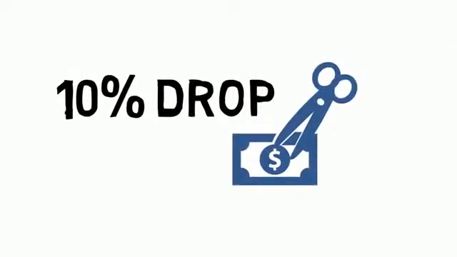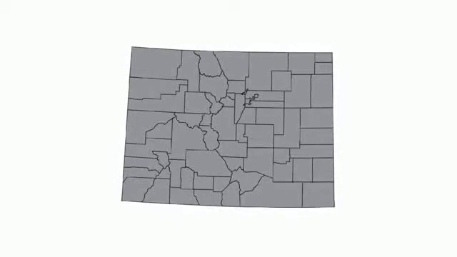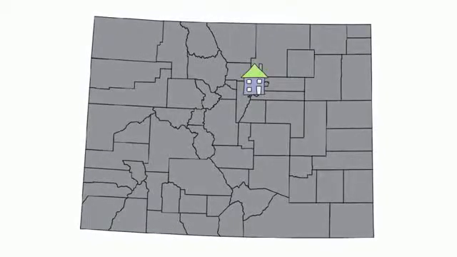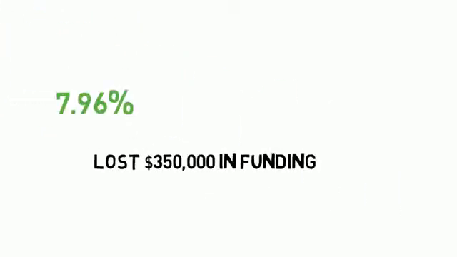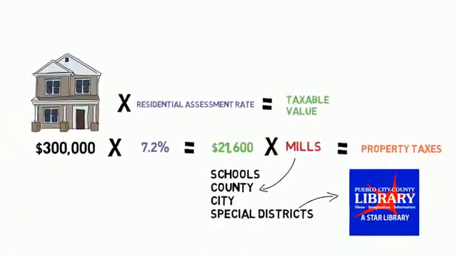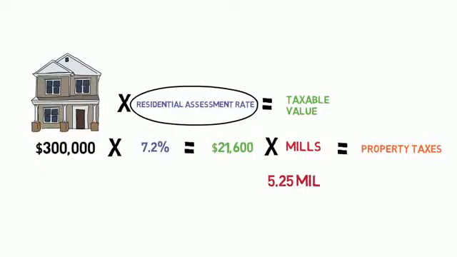This hurt different parts of Colorado differently. Areas of Colorado that have seen giant growths in housing property like Denver weren't adversely impacted as much as Pueblo. Housing property grew by 14% in Pueblo from 2016 to 2017, but since the assessment rate fell by 10% on homes, most of that housing property growth was negated. Pueblo Library District, whose property is 69% residential, lost $350,000 in funding because of the drop in the assessment rate on homes. The rate drop means the library's 5.25 mills are applied to lower assessed value.